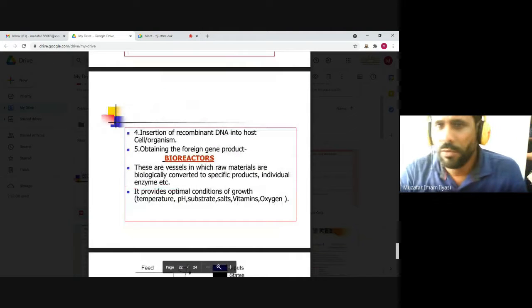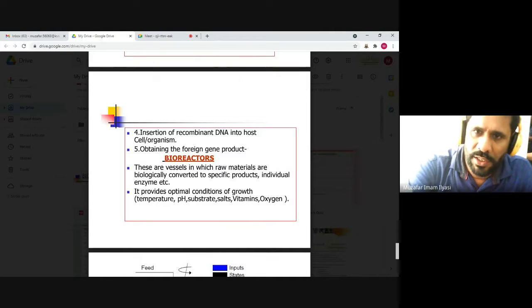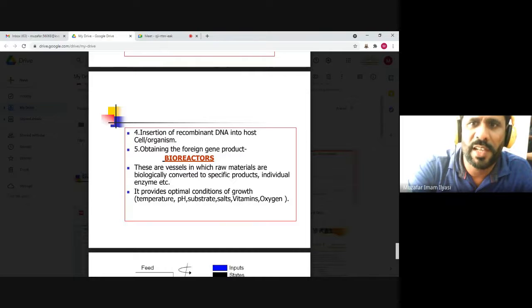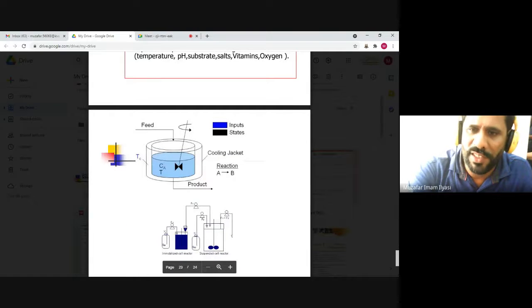After this, now the fourth step, insertion of recombinant DNA into the host cell or organism. The last but important, obtaining the foreign gene product. All these processes happen in vessels or a system that is called bioreactors. These are vessels in which raw materials are biologically converted to specific products, individual enzymes, etc. It provides optimal conditions of growth like temperature, pH, substrate, salts, vitamins, oxygen. The diagram can be shown in this slide.